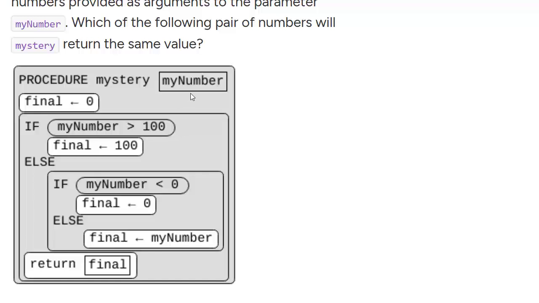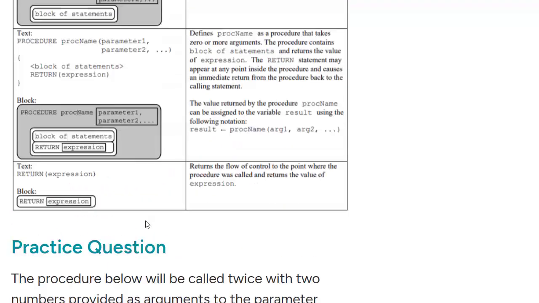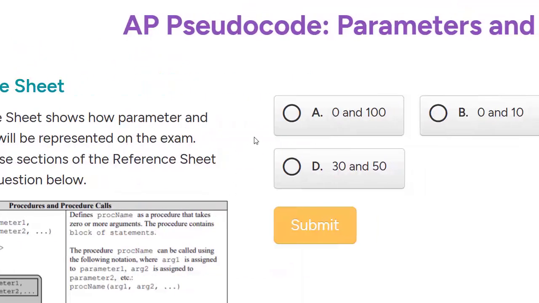So if my number is coming in, it starts with final as 0. But if my number is greater than 100, it's going to just get 100. If the number is less than 0, it's going to get 0. And so if it's in between, it's going to get the number. So our number is going to be between 0 and 100.